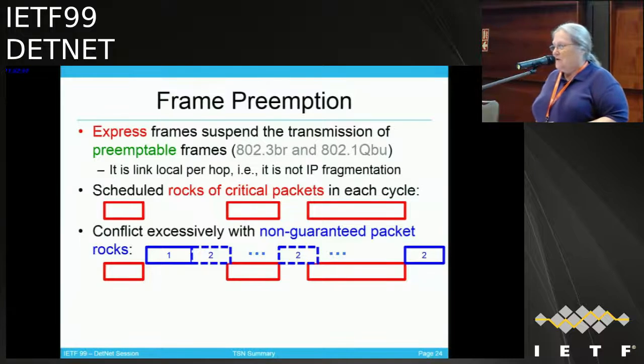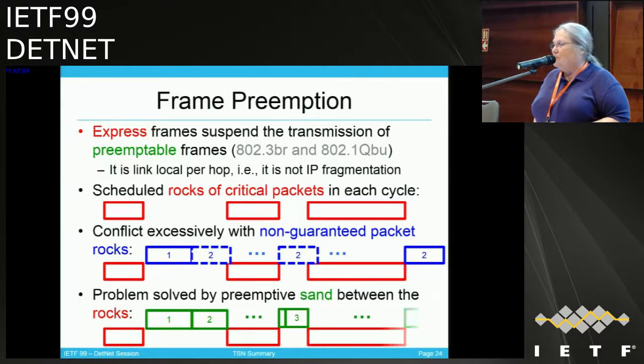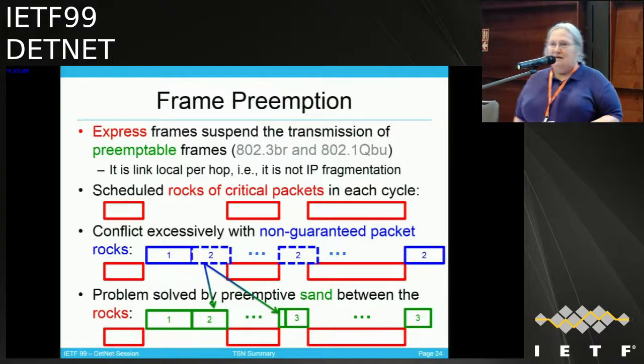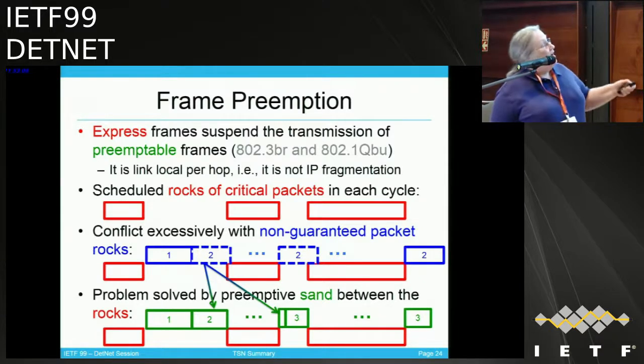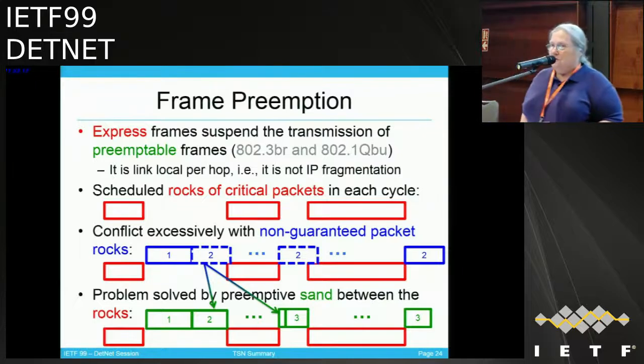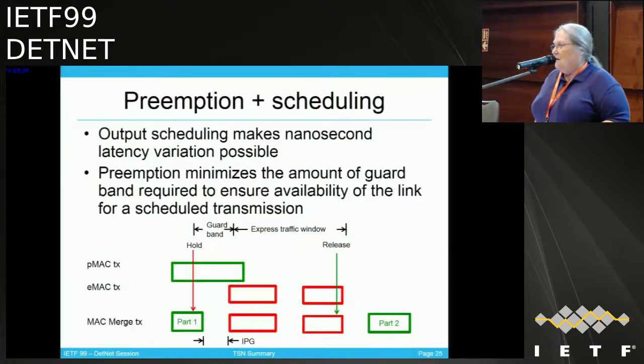That's not very efficient. So what we do with preemption is we allow the preemptible traffic to fill in the space between the rocks, like sand filling the space. So basically, now with preemption, I can go ahead and start packet 2, transmit the scheduled traffic, then resume 2, start 3, scheduled traffic, finish 3. So it lets us utilize all that space between the rocks.